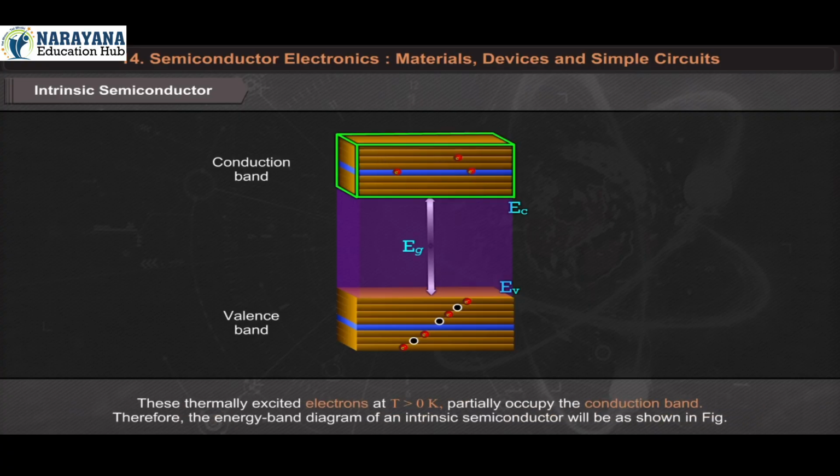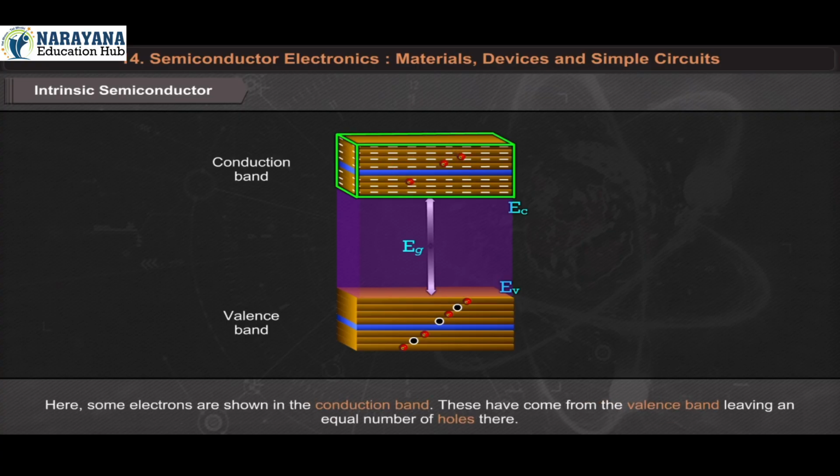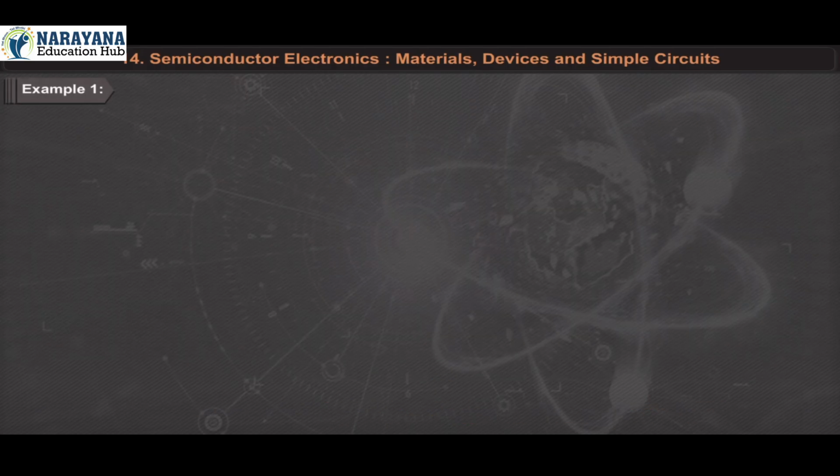These thermally excited electrons at T greater than 0 Kelvin partially occupy the conduction band. Therefore, the energy band diagram of an intrinsic semiconductor will be as shown in the figure. Here, some electrons are shown in the conduction band. These have come from the valence band, leaving an equal number of holes there.